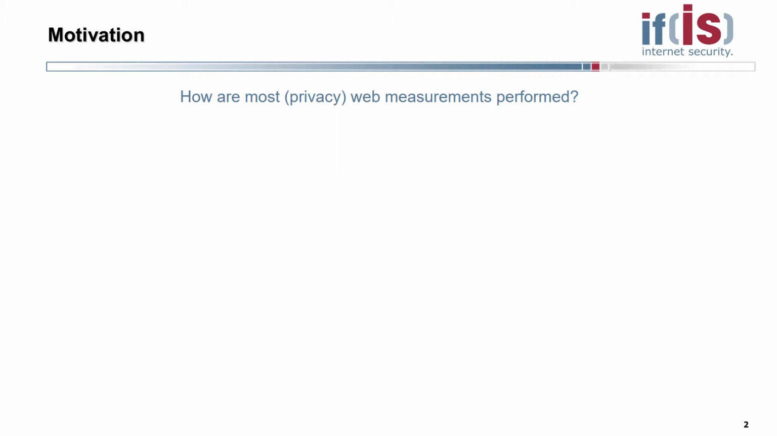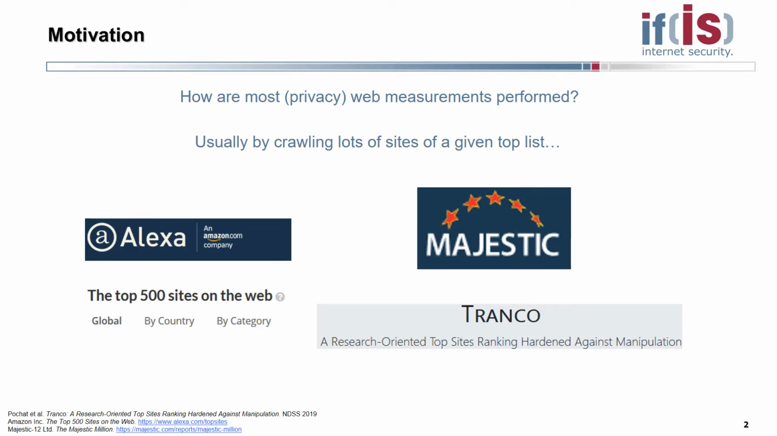What do researchers usually do if they want to measure some privacy phenomenon like user tracking or the effects of privacy regulation like the CCPA or GDPR on the web? Usually researchers utilize a given top list that creates a ranking of the most popular domains using a given metric. Then they crawl the top n domains on these lists and analyze if a given phenomenon is active on any of these sites.